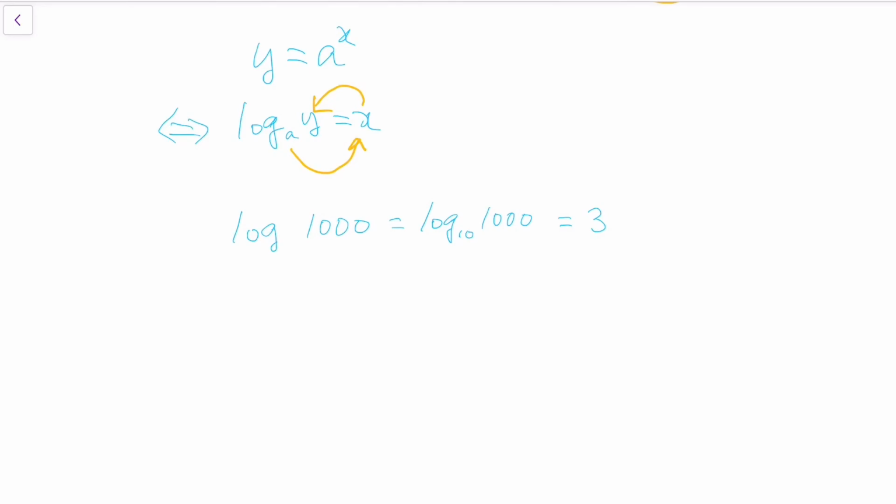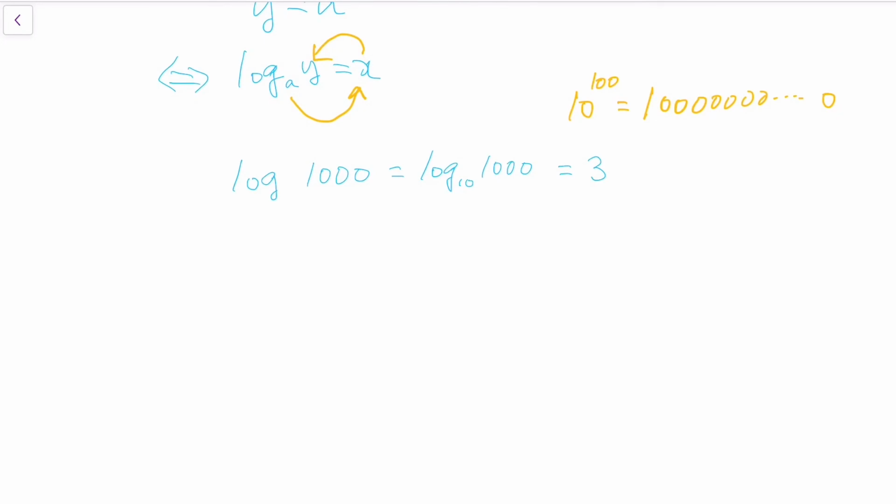Whoever said 100, think about it. 10 to the power of 100 would be 1 followed by 100 zeros. Okay, I don't even have space to write that out. So it's 3, 10 to the power of 3 is 1,000. So that's the first special log. Whenever the base is 10, we can omit it. A base 10 log is called a common log because it is used pretty commonly.